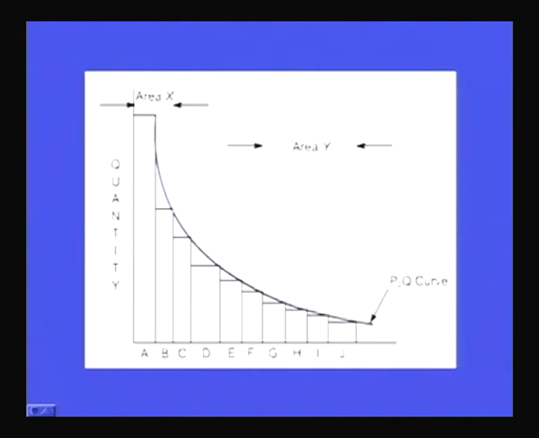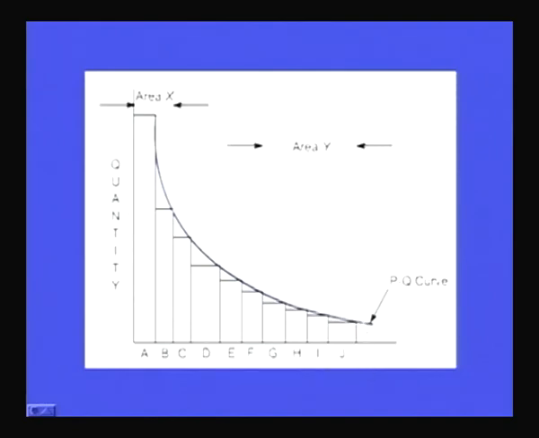So Q is the quantity, P is the product. So we have area X earmarked here and we have area Y earmarked here. So this we call area Y and this we call area X. So in area X, if we see, the quantity is more but the products are less, only two products are there, A and B, but the quantity of these products is relatively higher.